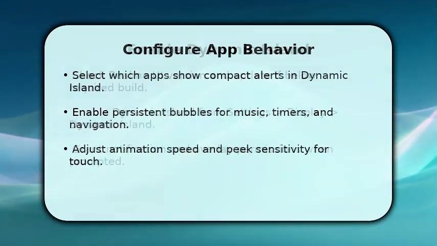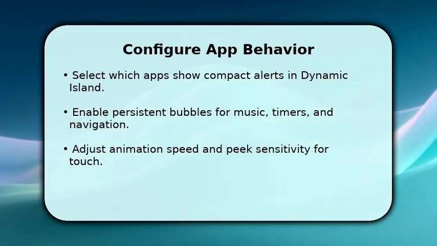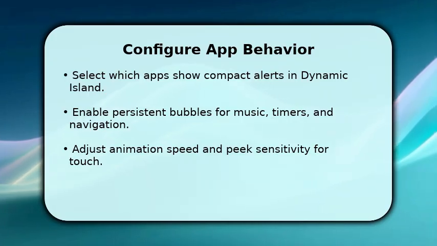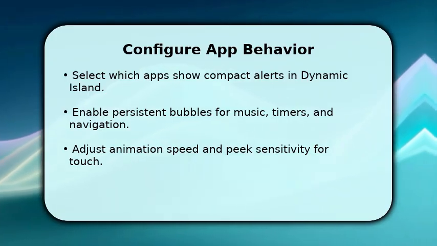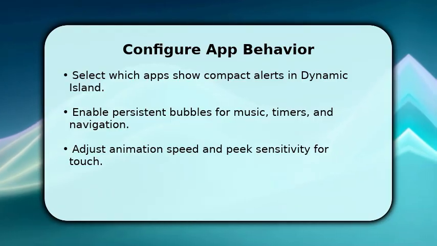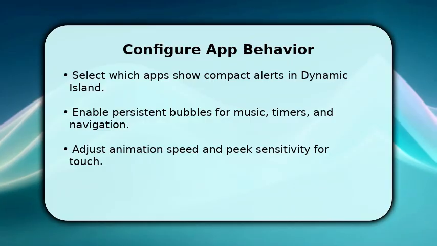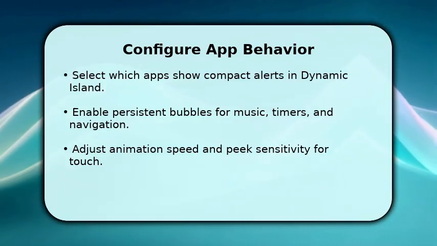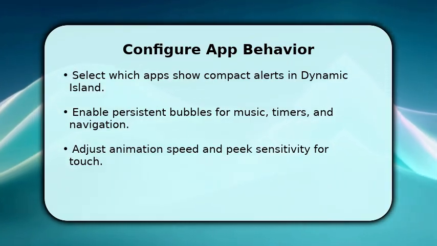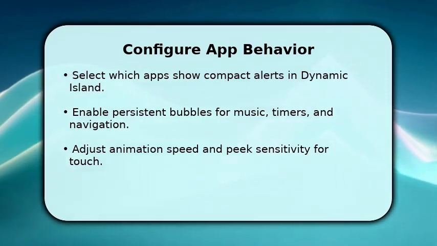interactions. Next, you configure which apps display into the Dynamic Island and why that matters. Go into Dynamic Island settings and pick Allowed Apps so only relevant notifications appear, reducing noise. Once selected, enable persistent bubbles for music, calls, navigation, and timers. Persistent bubbles keep controls accessible.